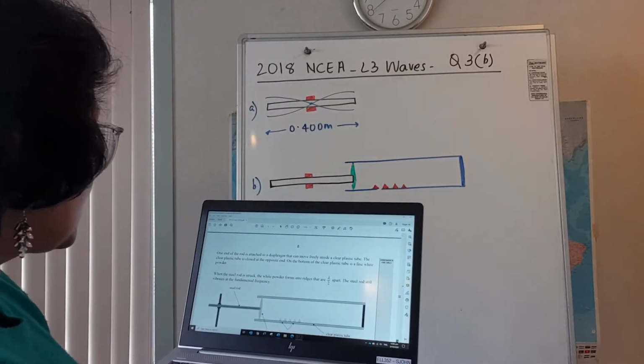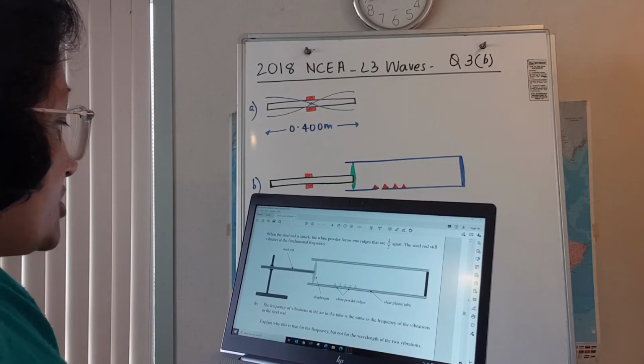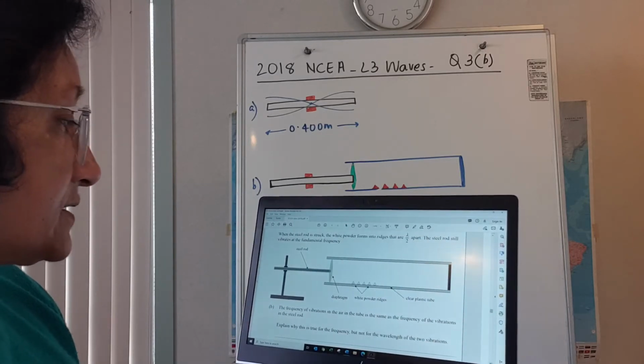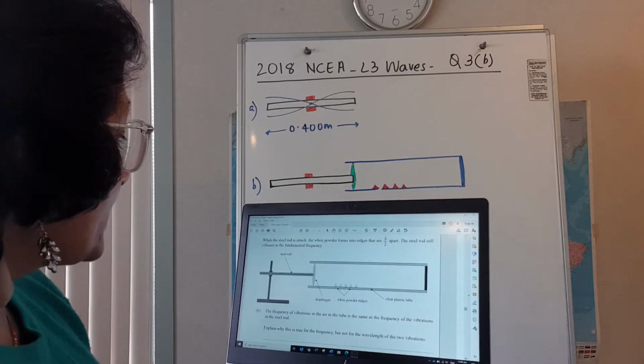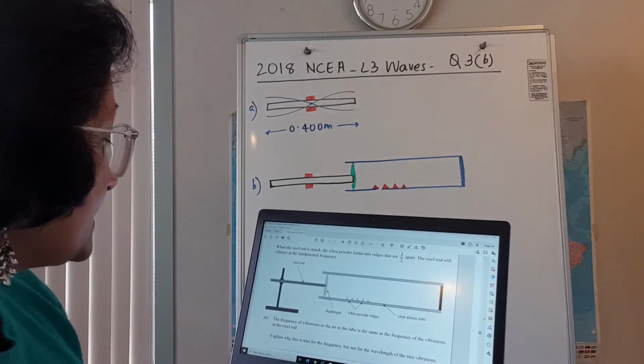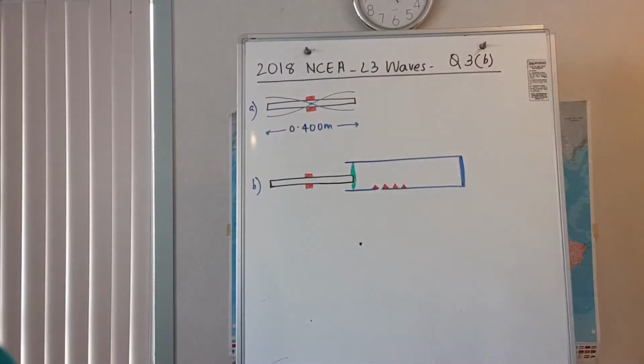And the question was, the frequency of vibrations in the air tube is the same as the frequency of the vibrations in the steel rod. However, the wavelengths are not the same. Explain why this is true for frequency but not for the wavelength.